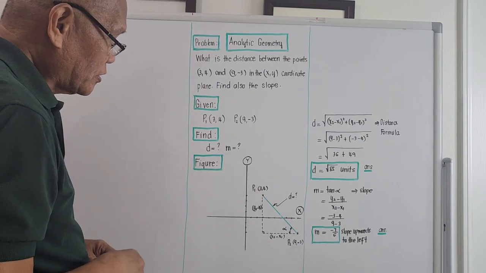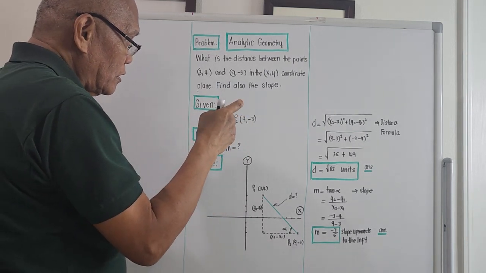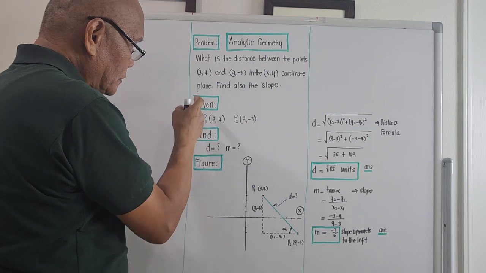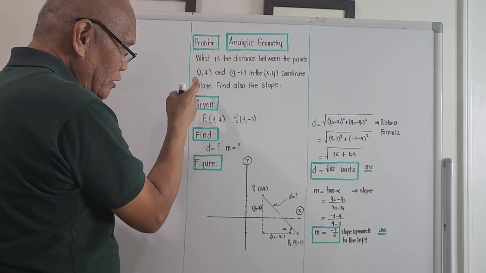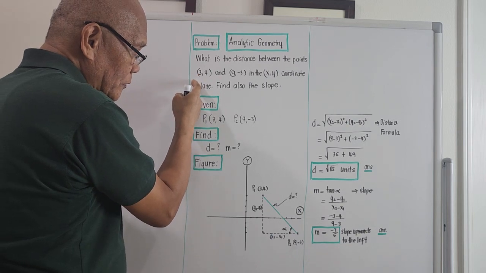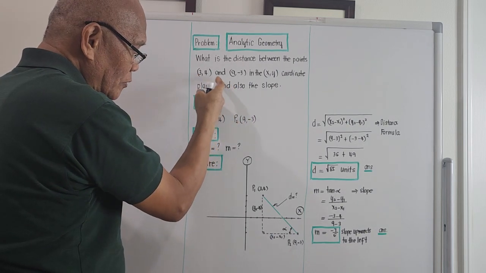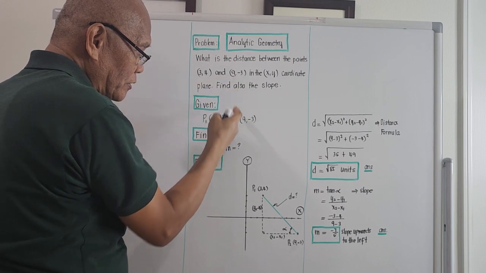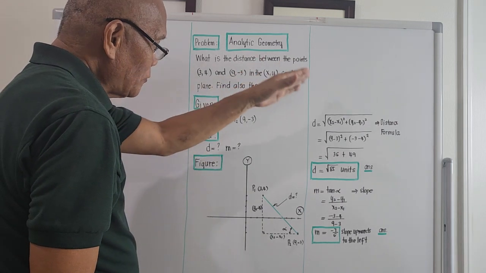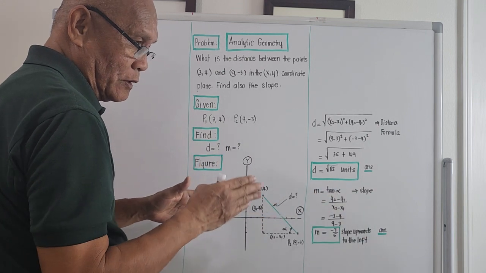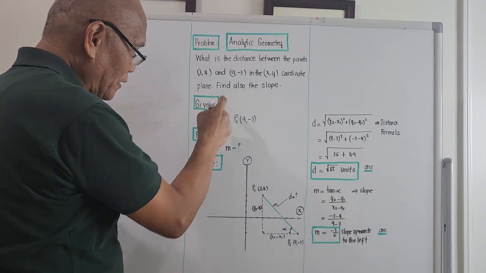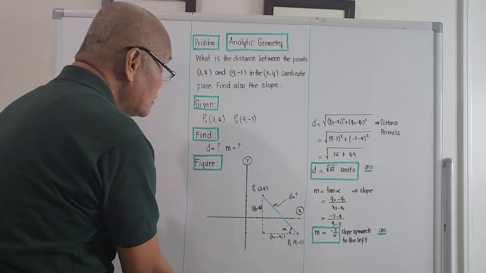What is the distance between the points with the coordinates 3 and 4? The second point has the coordinates 9 and minus 3, in the xy plane, meaning in the Cartesian coordinate system. And an additional requirement is to find also the slope.